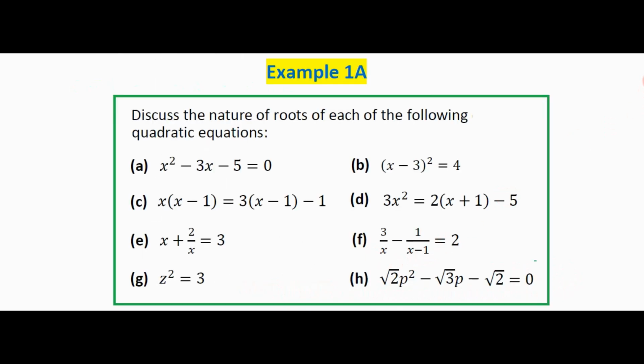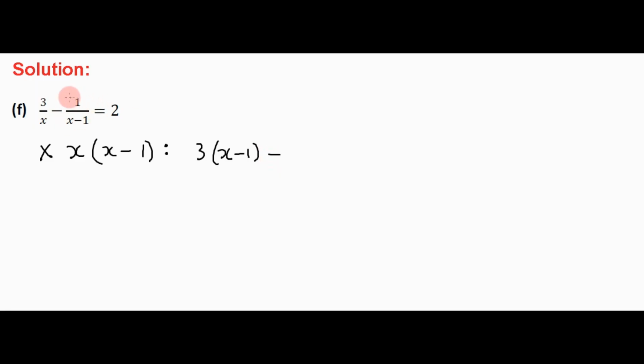So let's look at f. We have 3 over x less 1 over x minus 1 equals 2. We're going to get rid of the fractions by multiplying through by the LCD, which in this case, of course, is x into x minus 1. So multiplying the first term here by the LCD, x into the LCD, x minus 1 remains, times the numerator. Then multiplying the second term by the LCD, x minus 1 into the LCD, x remains, times the numerator.